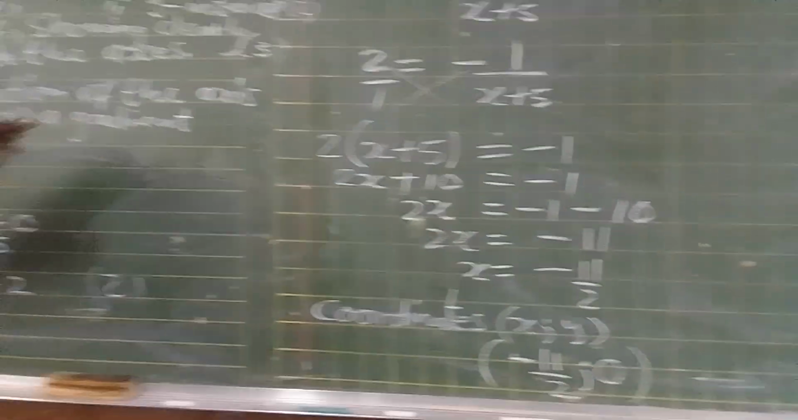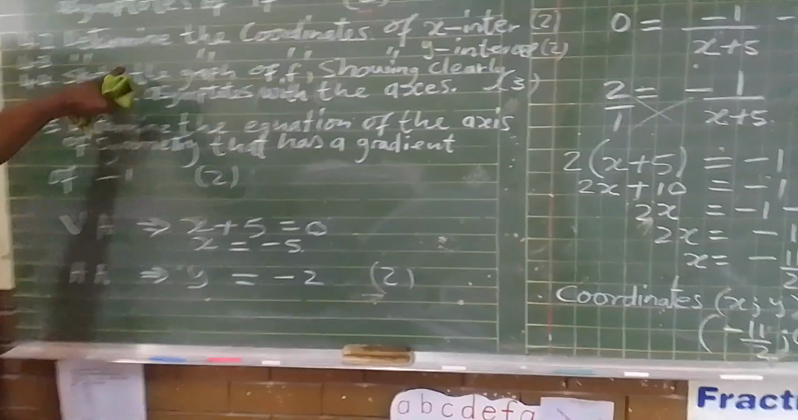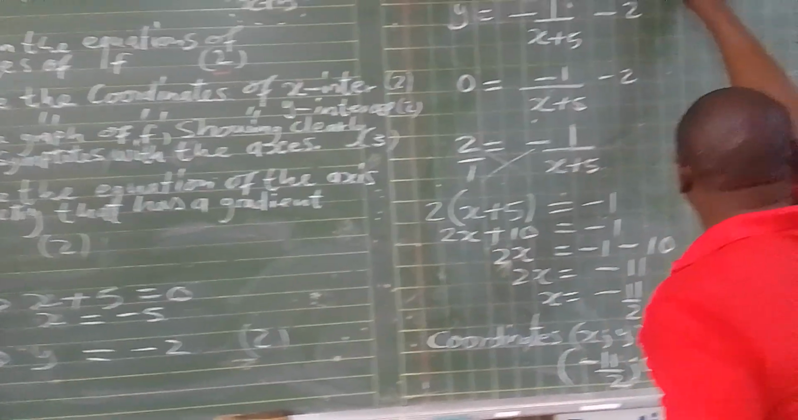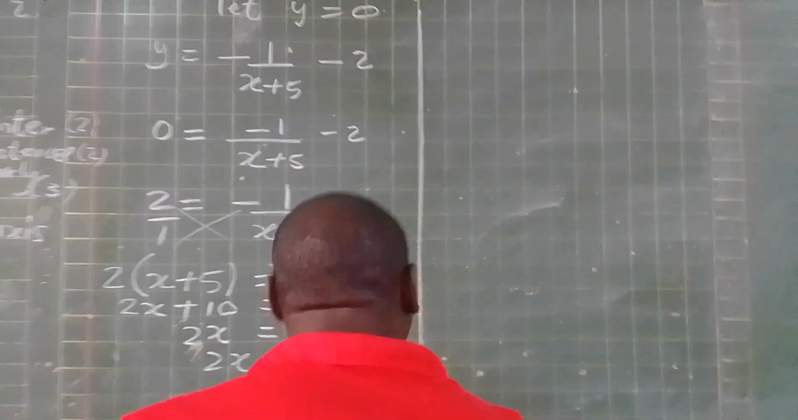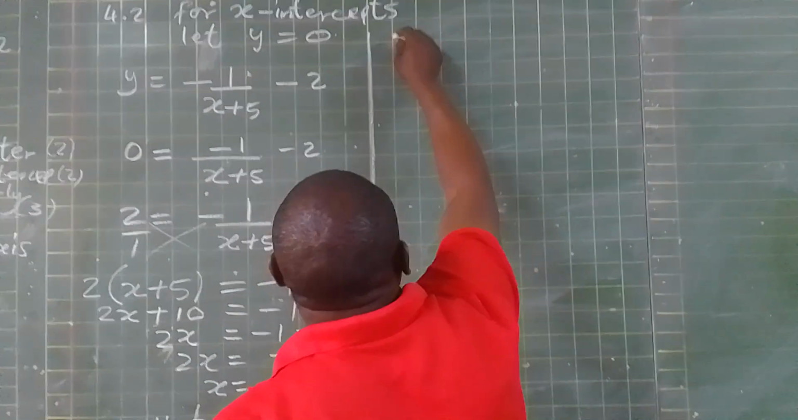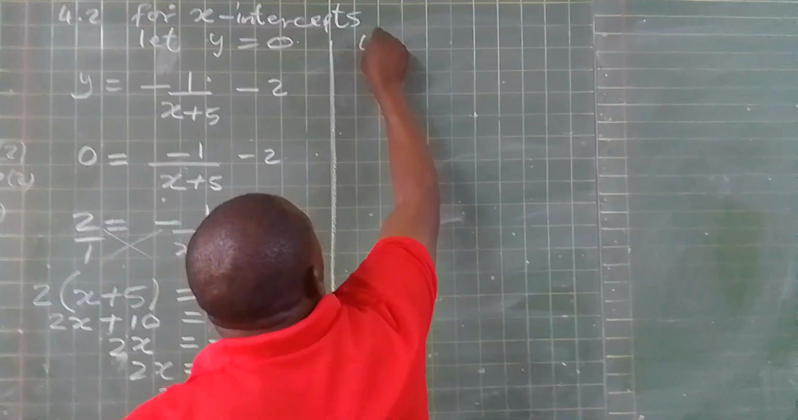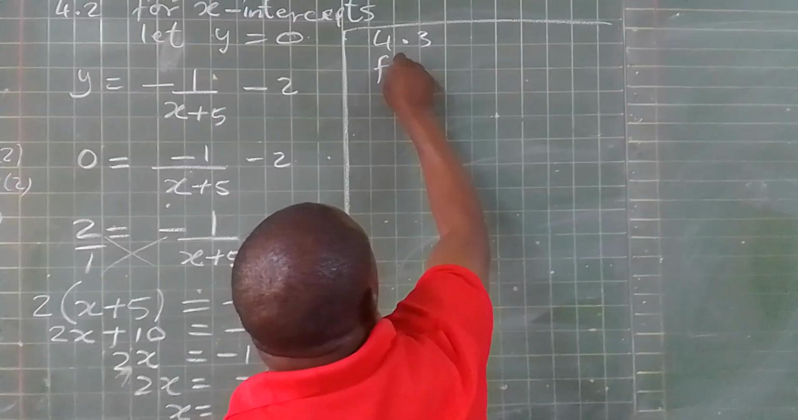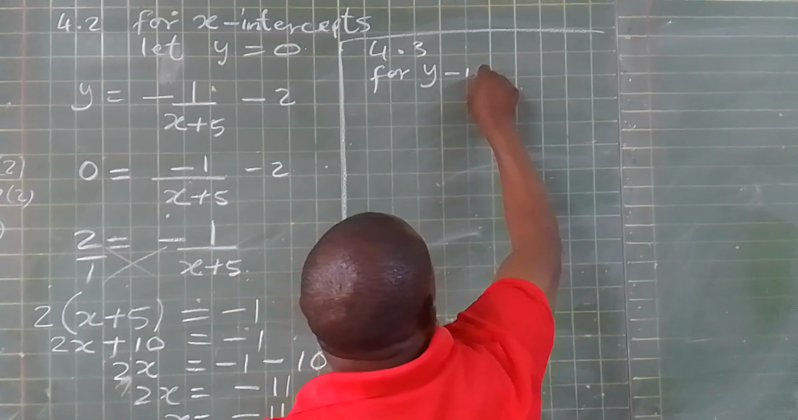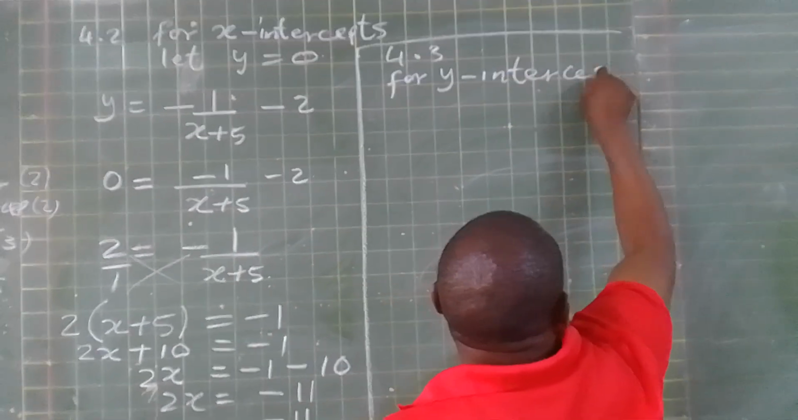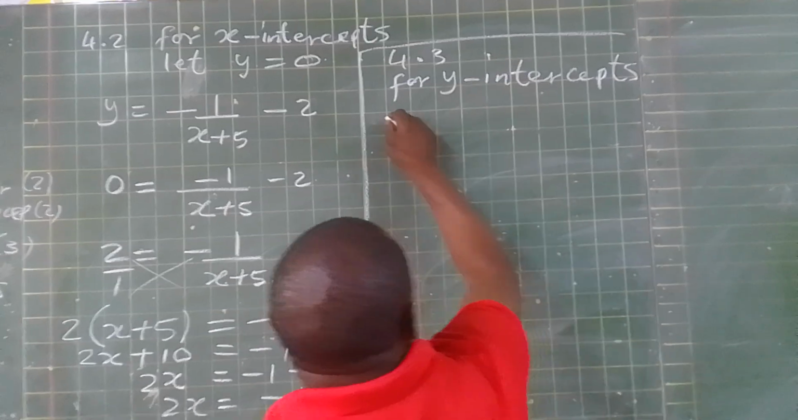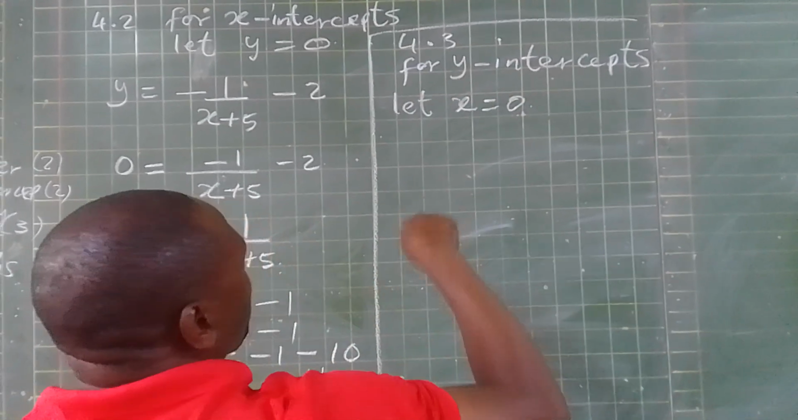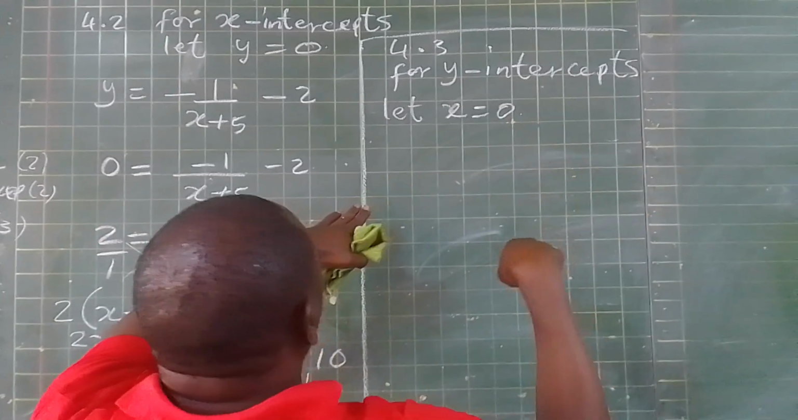You come again to question 4.3. Determine the coordinates of the y-intercept. You do the same thing. This is 3 marks, grade 12. This is where you have to collect the most. 4.3. You say for y-intercepts, you let x to be 0. Where you see x, you put a 0.